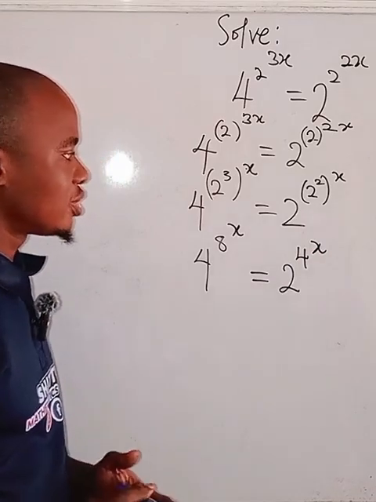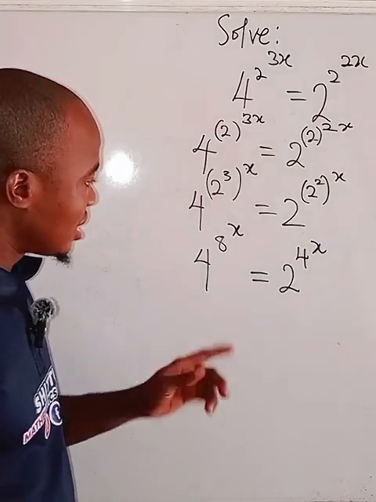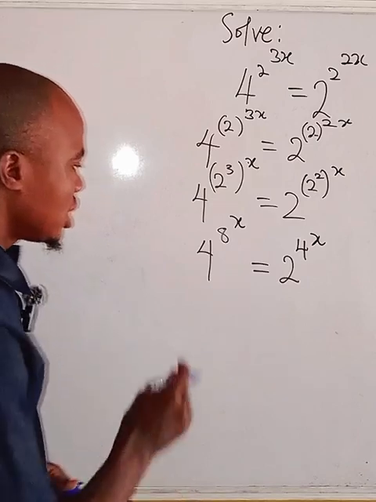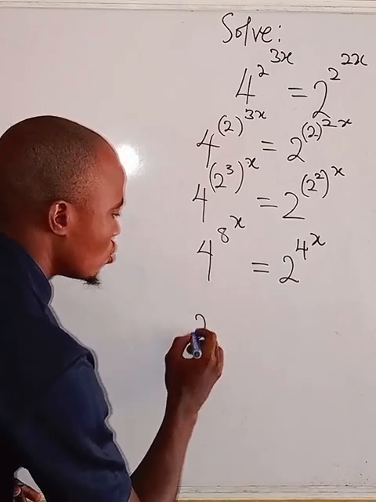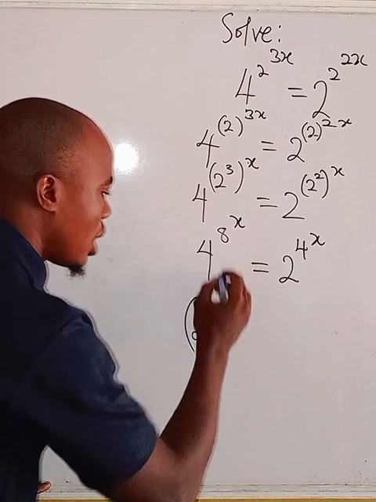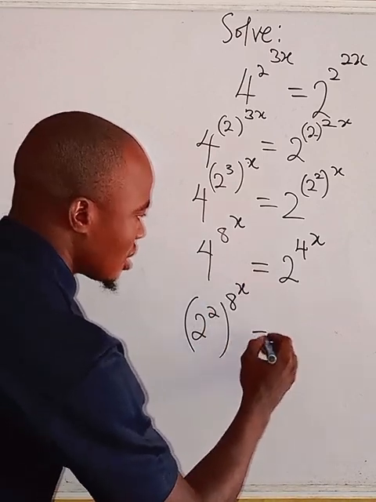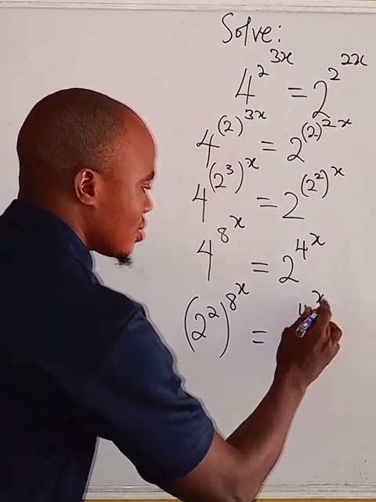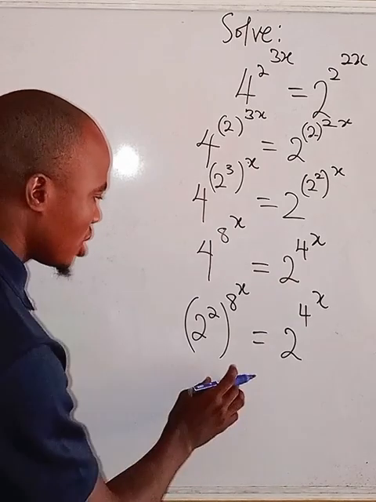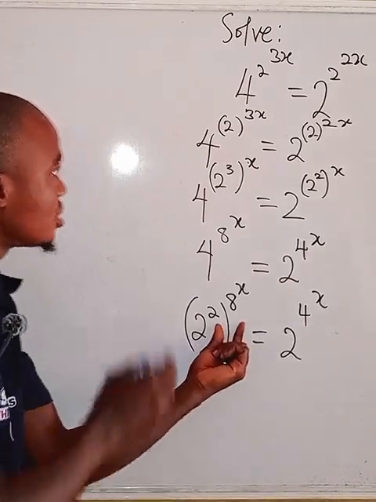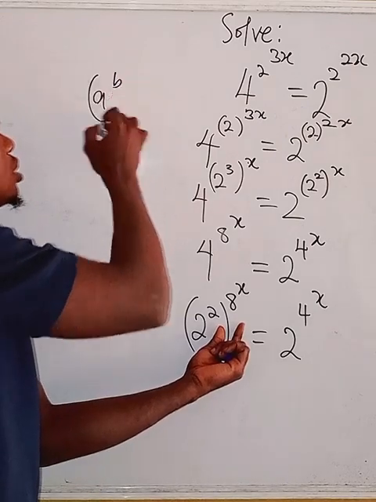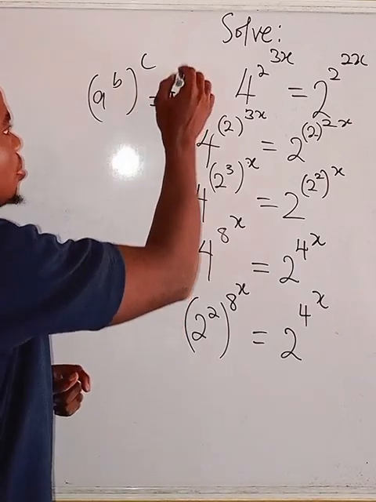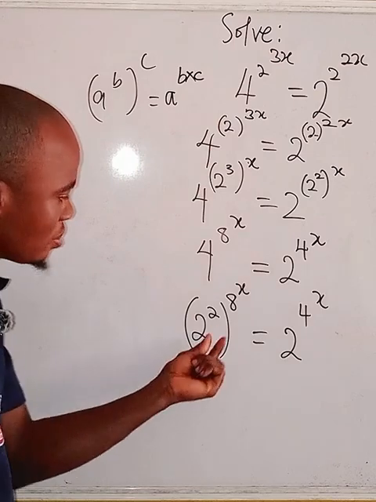Are you following? The next thing we are going to do here is that these are powers. Now let's come back to this 4 and 2. This 4 also can be written as 2 to the power of 2, then to the power of 8 to the power of x equals 2 to the power of 4 to the power of x. Are you following me? So now, from the law of indices, when you have a to the power of b, then to the power of c, this is going to be a to the power of b multiplied by c. So the same thing we are going to do here.